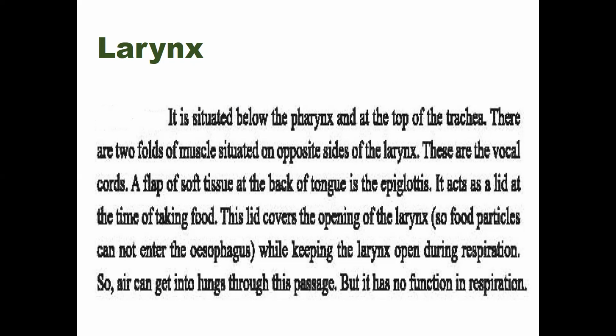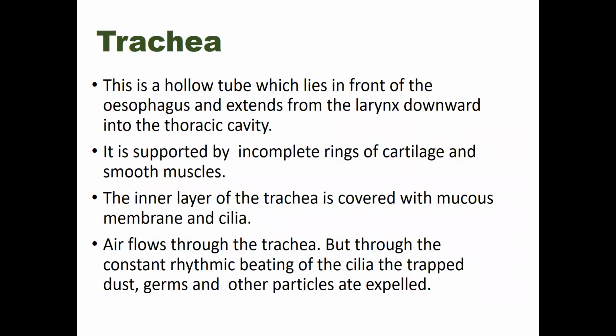the larynx helps to warm and moisten the incoming air, and its epiglottis prevents food from entering the trachea. This is also known as the voice box, because sound is generated here. Now the trachea: this is the hollow tube which lies in front of the esophagus and extends from the larynx downward into the thoracic cavity.